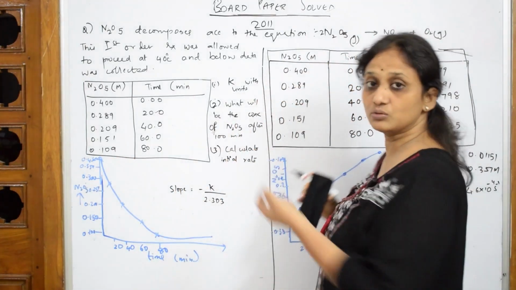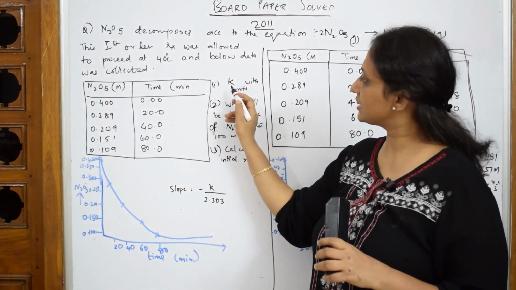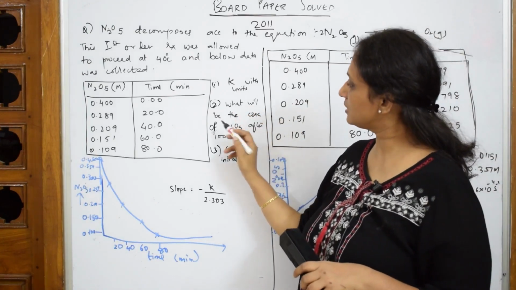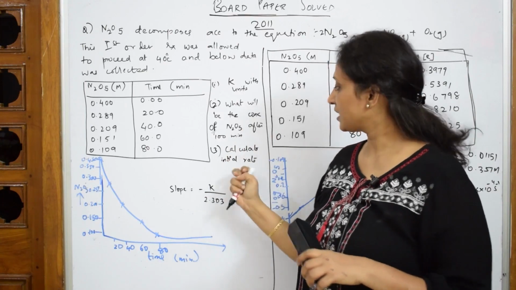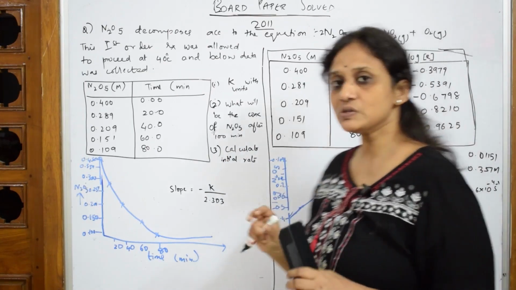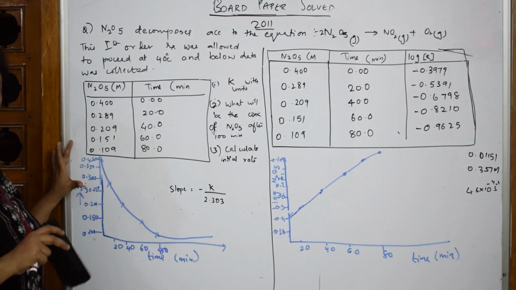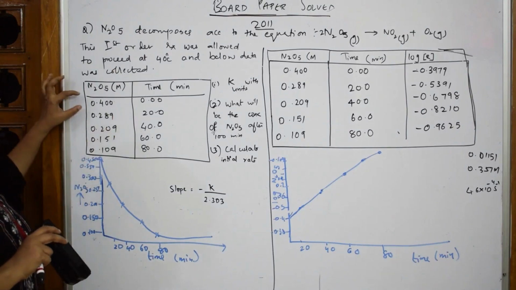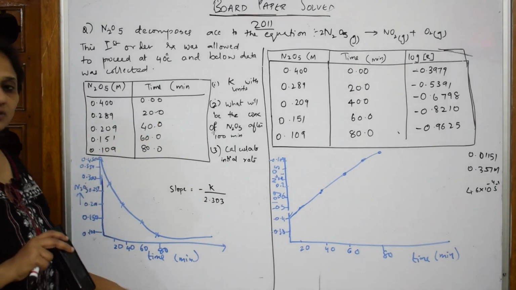What do they want us to find? They want us to find K, the rate constant, with units. Then they've also asked what will be the concentration of N2O5 after 100 minutes. I should also find this, and I have to calculate the initial rate of N2O5. Simple. As soon as such a question is given to you, what should you do? Basically, try to plot a graph with the given data. When you plot a graph, what do I take? I'm going to take the concentration on the y-axis and time on the x-axis.